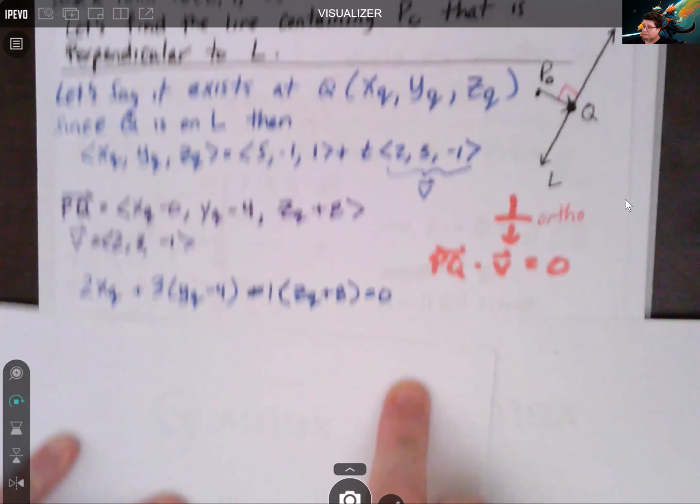We've got equations for line L right up here, so I'm going to plug in t equals 1 right here. I'm just adding the components. 5 plus 2 is going to give me 7. -1 plus 3 is going to give me 2. And 1 minus 1 is going to give me 0. So Q is at the point (7, 2, 0).